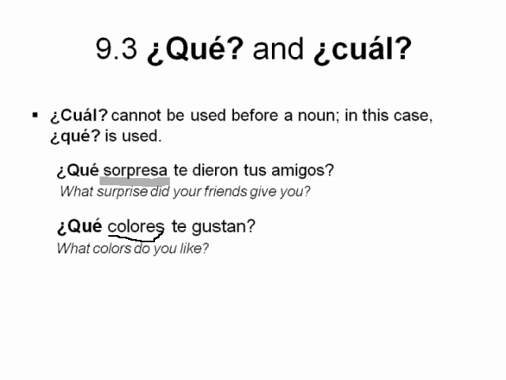So essentially this rule, though, remember that que is used for a definition or an explanation. Cual is typically used when there's a choice among several possibilities, and cual cannot be used before a noun. Okay, so just keep that in mind, and we're going to do a little bit of practice in just a second.